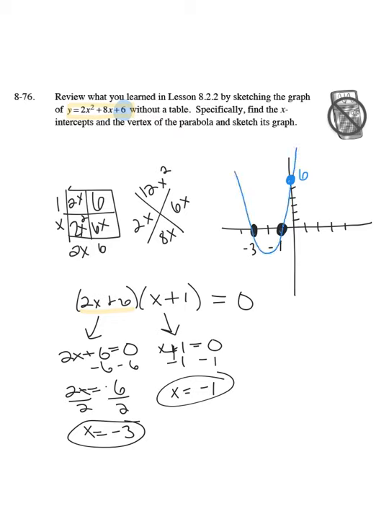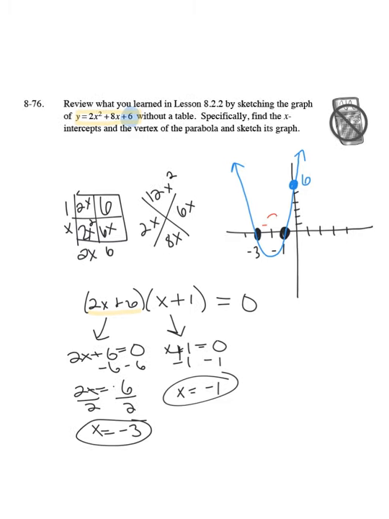The problem is I don't know the vertex yet, so to find that, we pick the x value that would be in the middle of my two x-intercepts. So in the middle of these x-intercepts is negative 2. So that's my x-coordinate for my vertex point. It's going to be negative 2 comma something. And the way that we find that is we just plug in negative 2 to our equation.